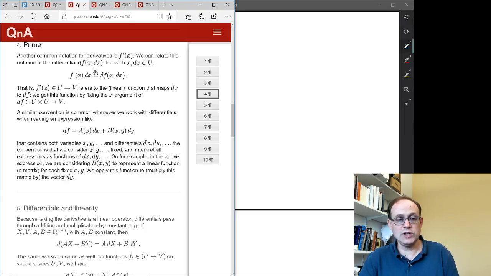When you read an expression like this one with both x and dx in it, we're thinking of x as a fixed point, the point at which we're building a Taylor series, and dx is a variable describing the change in x that we're working with in the Taylor series. Same thing for matrix valued expressions. So if df is a vector and dx is a vector, then a of x could be a matrix, b of x, y could be a matrix, and we could have a differential expression like that one.